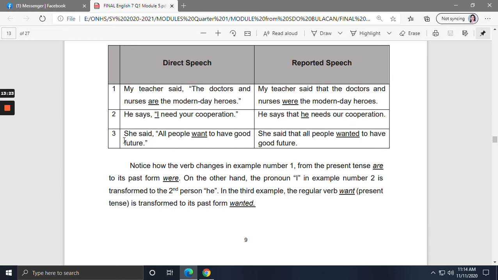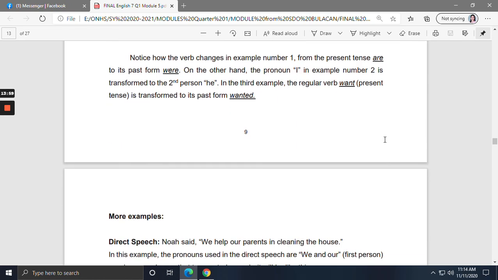Next, another. She said, all people want to have a good future. So, all you need to do is to copy she said, change comma into that, then copy all people. Since this is past tense, all you need to do is to add ed to want, just like the regular verb that we discussed a while ago, wanted. And then copy the rest of the sentence. So, from those direct speeches, they are now reported speeches or indirect speeches.